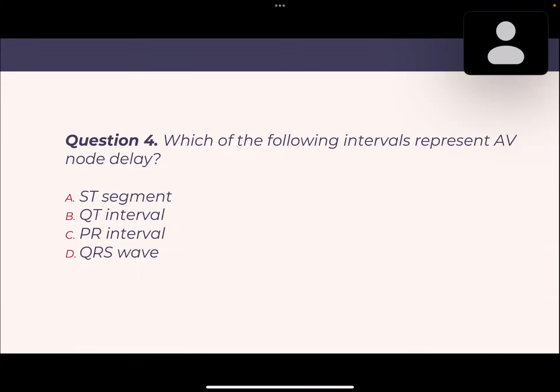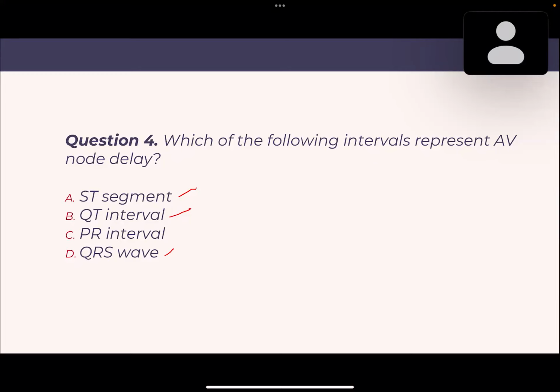Last question. Which of the following intervals represent AV nodal delay? PR interval. Exactly. ST segment is for ventricular contraction. QRS wave is for ventricular depolarization. And QT interval is both ventricular depolarization, contraction, and relaxation.